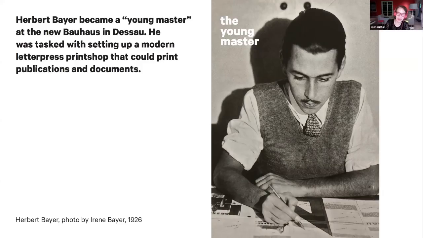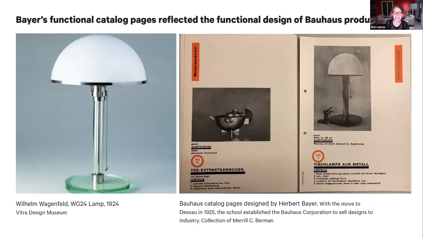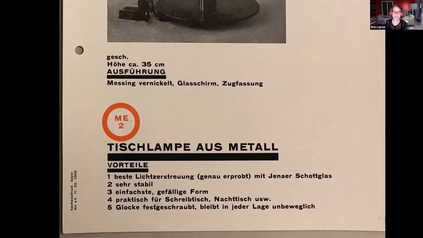So in Weimar, they only had art printing. They did lithographs and woodcuts and etchings. But in Dessau, they wanted to be able to print letterpress and create stuff that the school needed. And so there's Herbert Bayer marking up his printer's proofs. And they did stuff like letterheads. They did commercial catalogs that were promoting the products created at the Bauhaus. And he really tried to create a typographic style that matched the geometric style of the products.